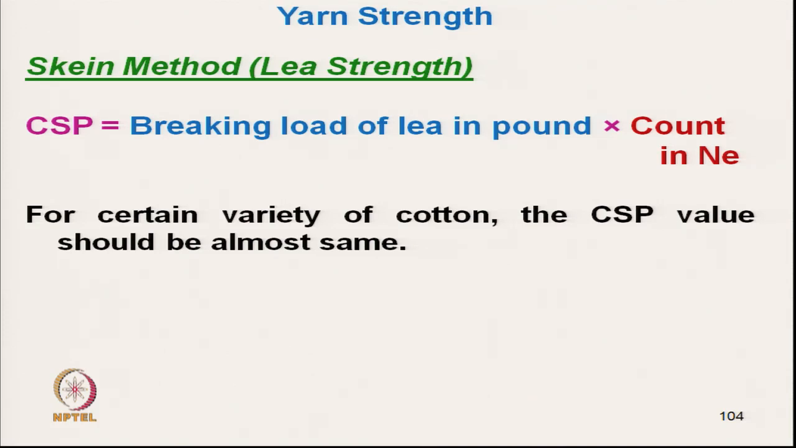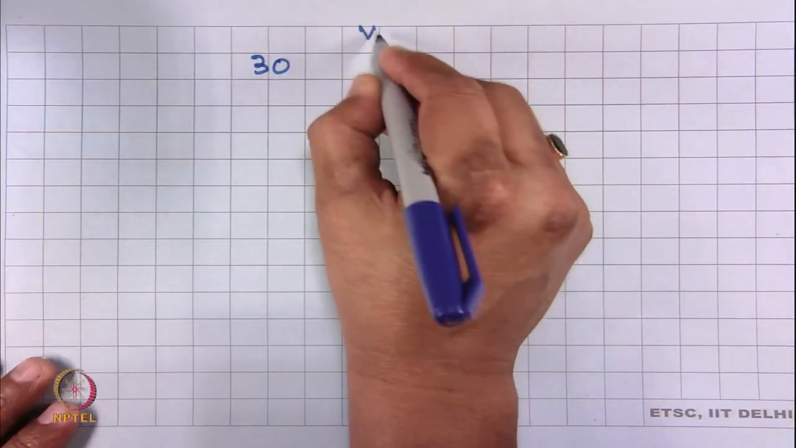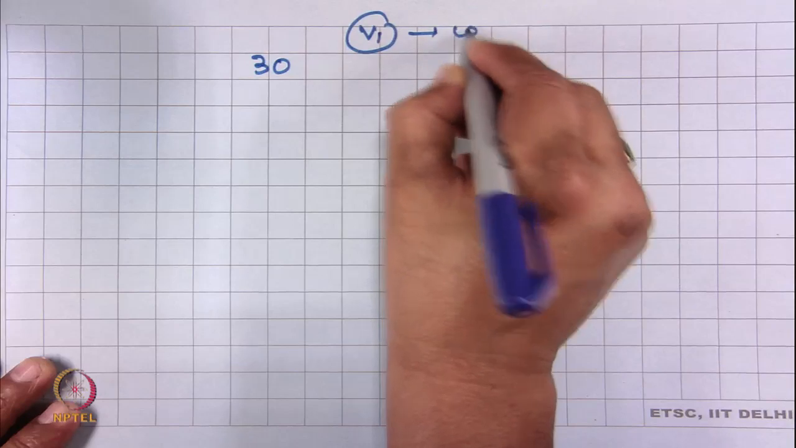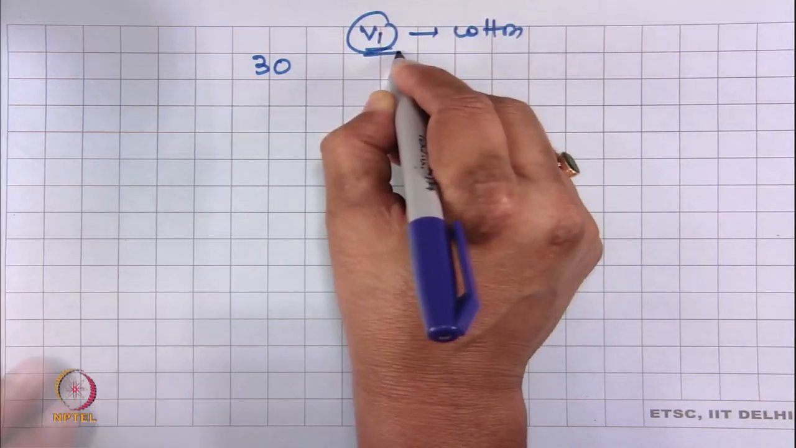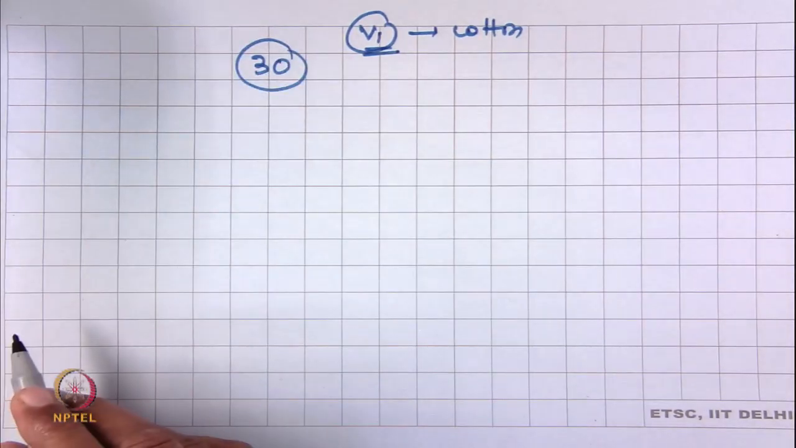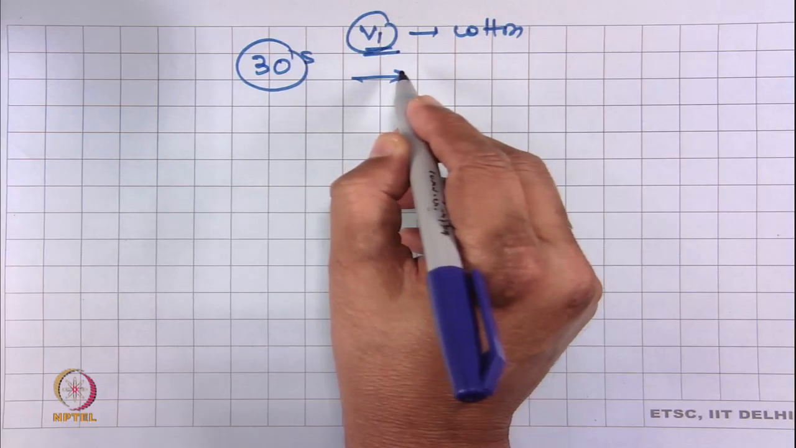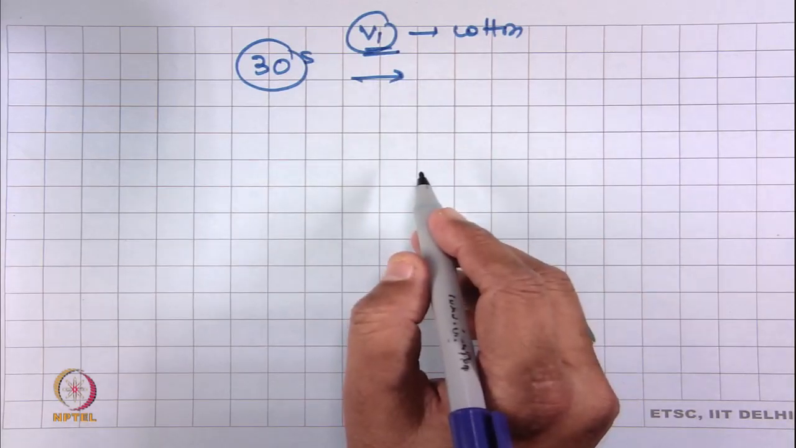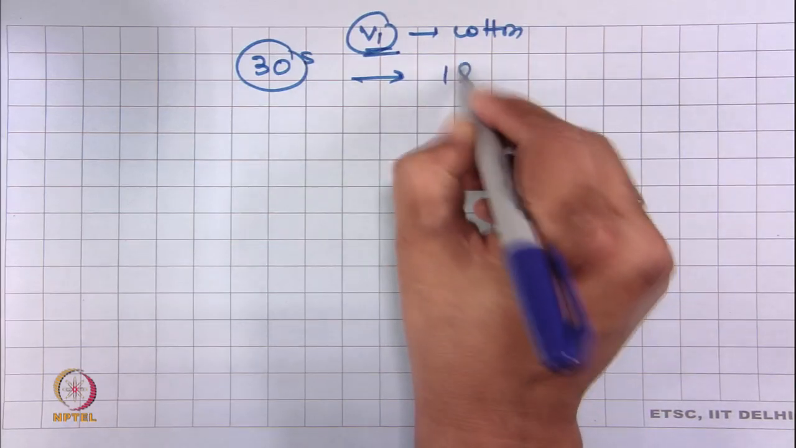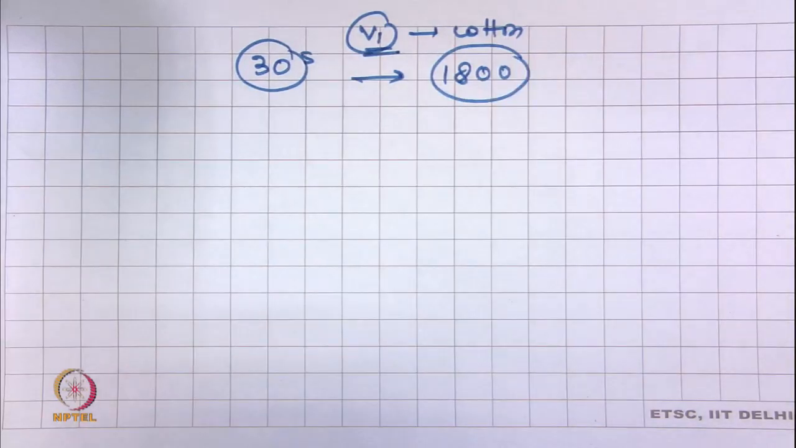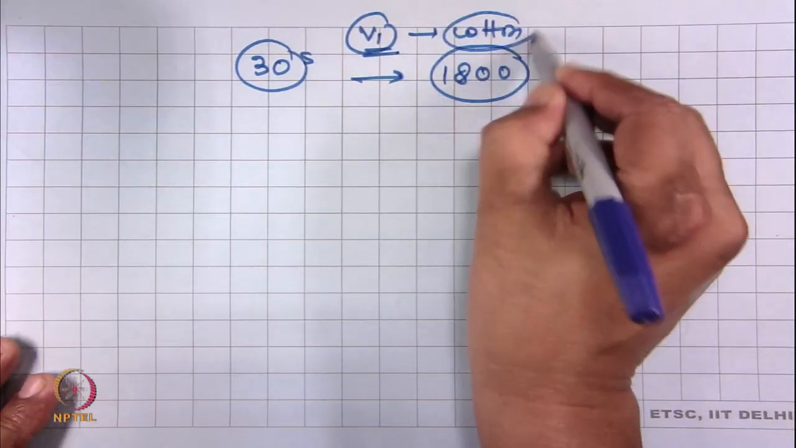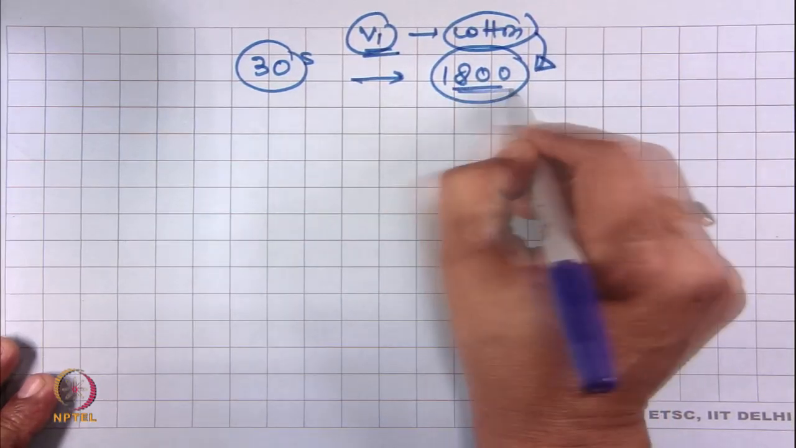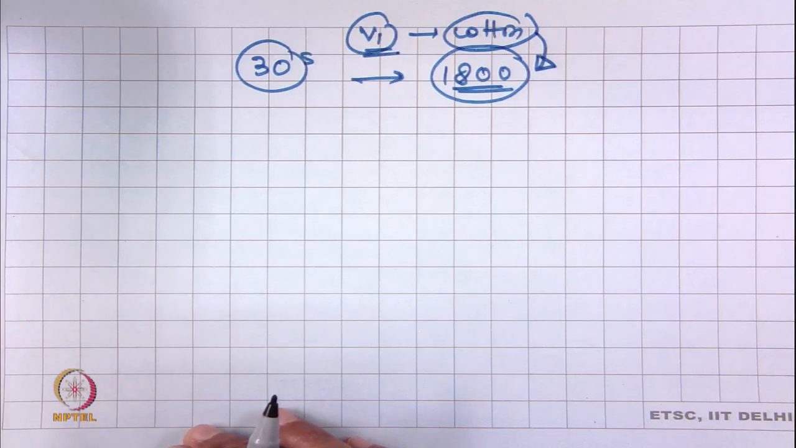That means, if we change the count a little bit, suppose for 30s count, a variety of cotton, say V1, is meant for 30s count, and we know this cotton will give, if the machine performs perfectly at optimum, a CSP of 1800. The 1800 shows the nature or quality of the cotton.